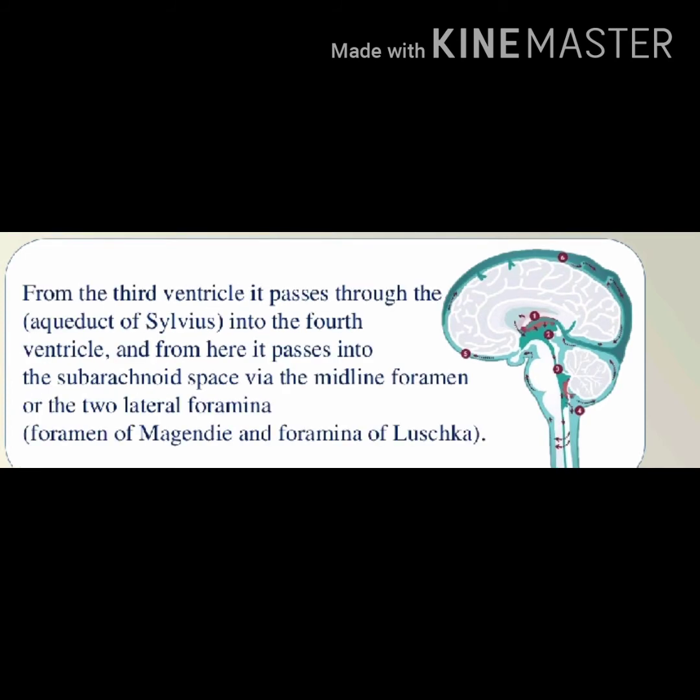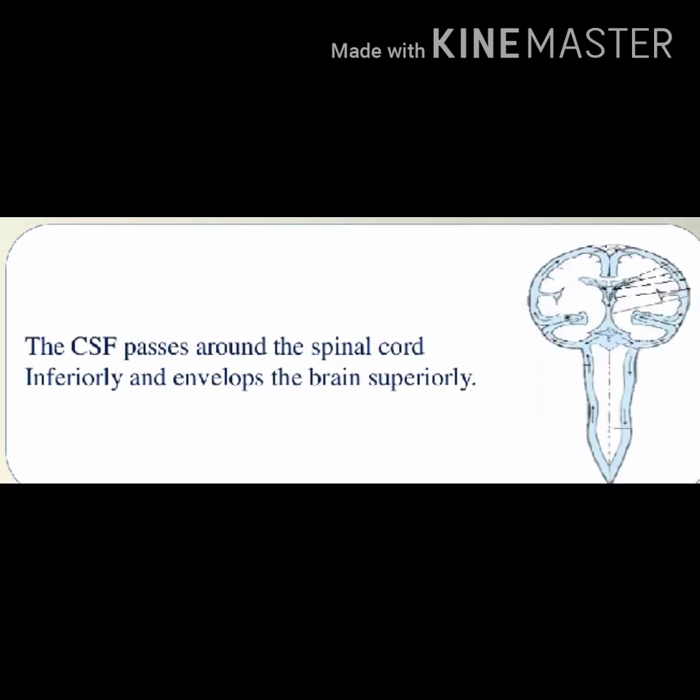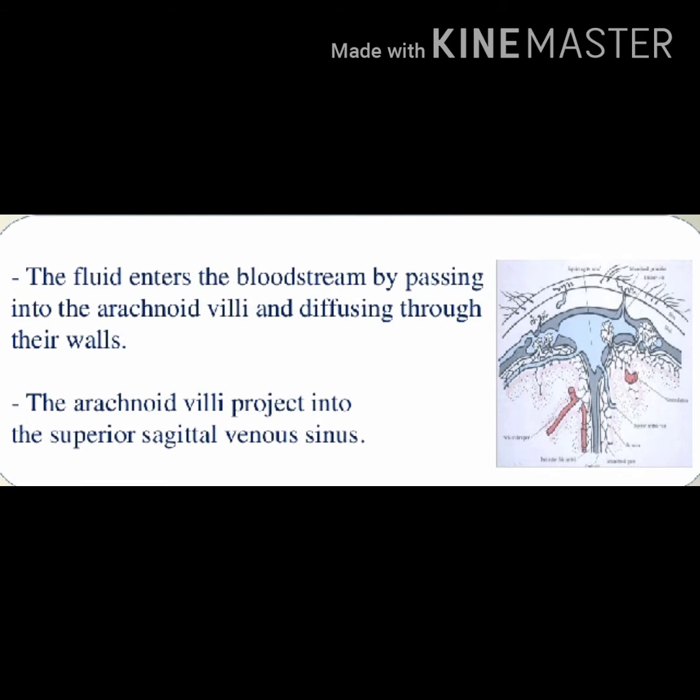From the third ventricle, it passes through the fourth ventricle, and from here it passes into the subarachnoid space via the midline foramen or the two lateral foramina. Then it passes around the spinal cord inferiorly and envelops the brain superiorly. Inferiorly it covers the spinal cord, and superiorly, the upper side, it covers and surrounds the full brain. Then the fluid enters into the bloodstream by passing into the arachnoid villi and diffusing through their walls.